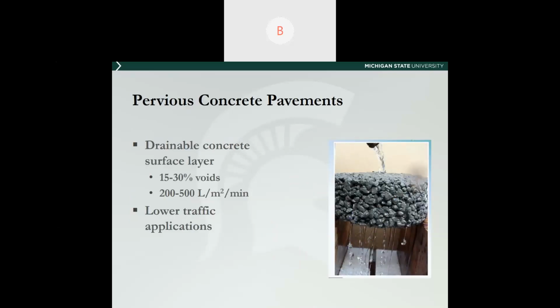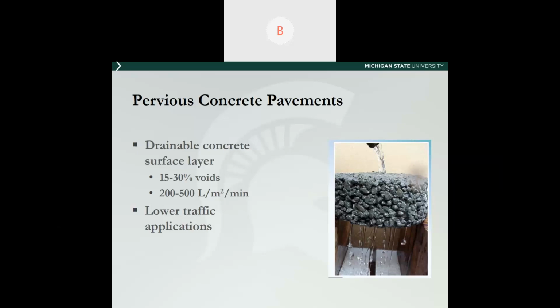I'll quickly talk about this last type of pavement and then leave about 15 minutes for questions and answers. Another kind of pavement that has applications not on the highway system or the interstate system, but in low volume local roads is this pervious concrete, which is extremely drainable. It has large voids in the aggregate structure, 15 to 30% voids, very high permeability.